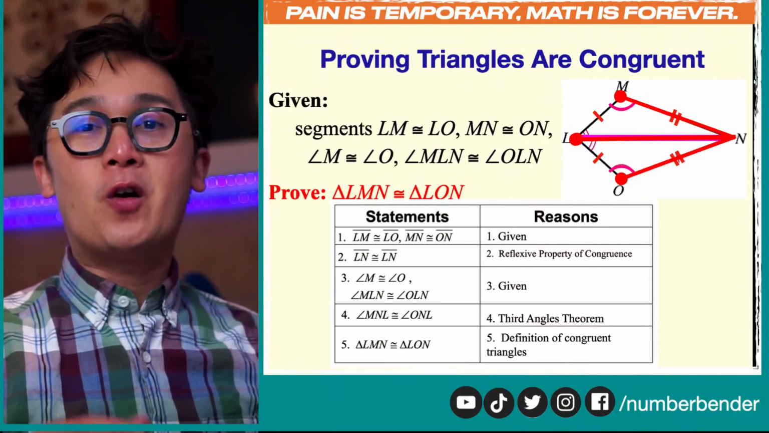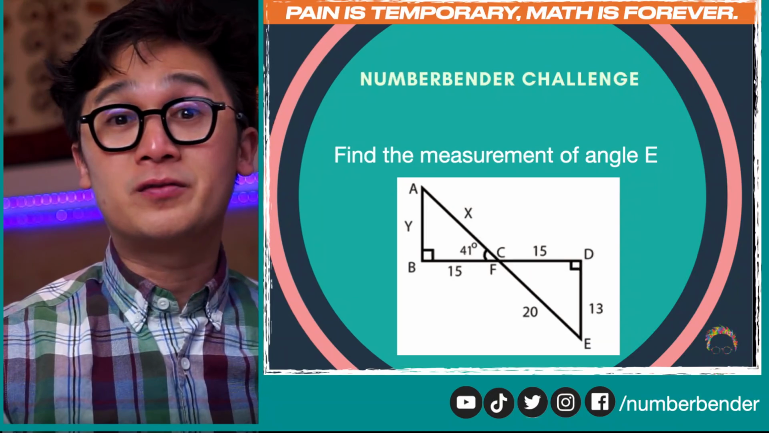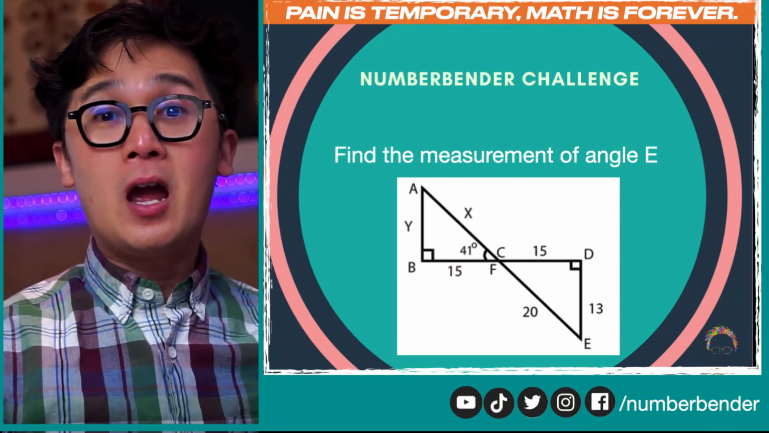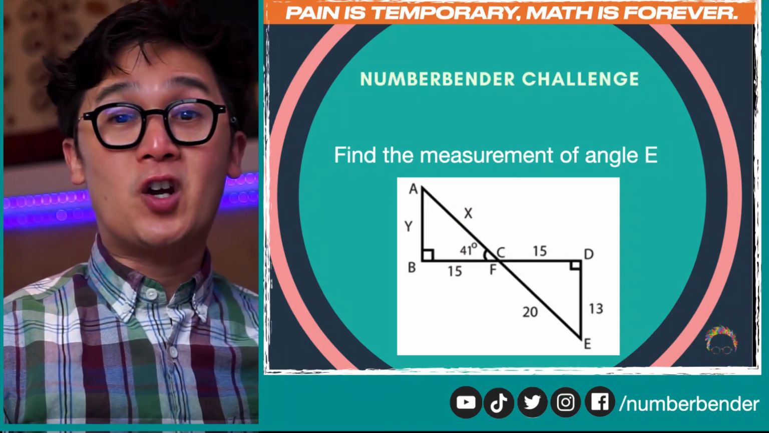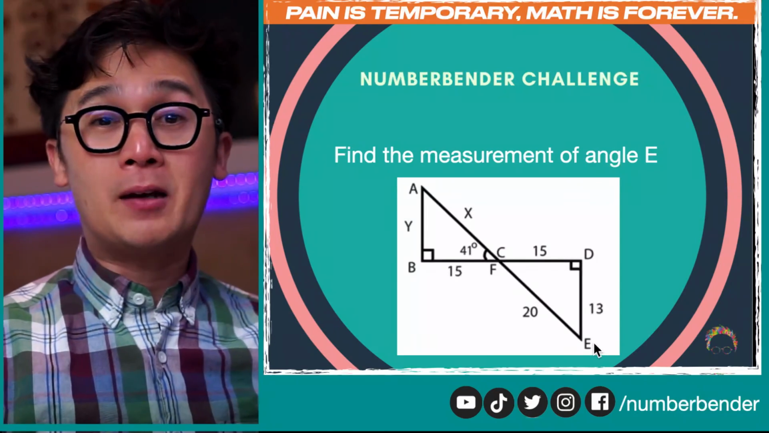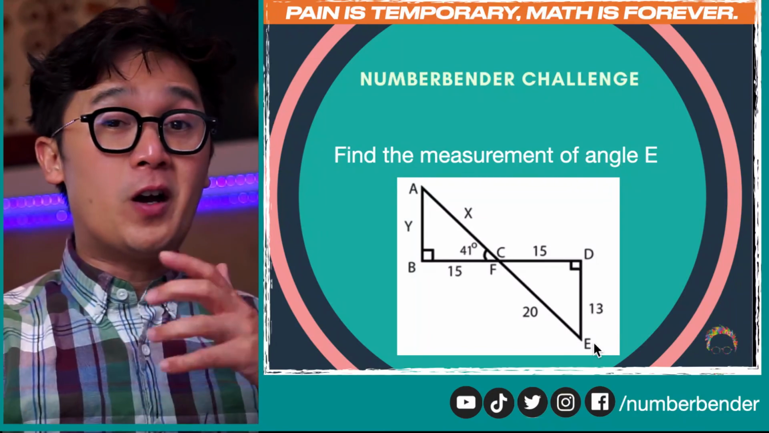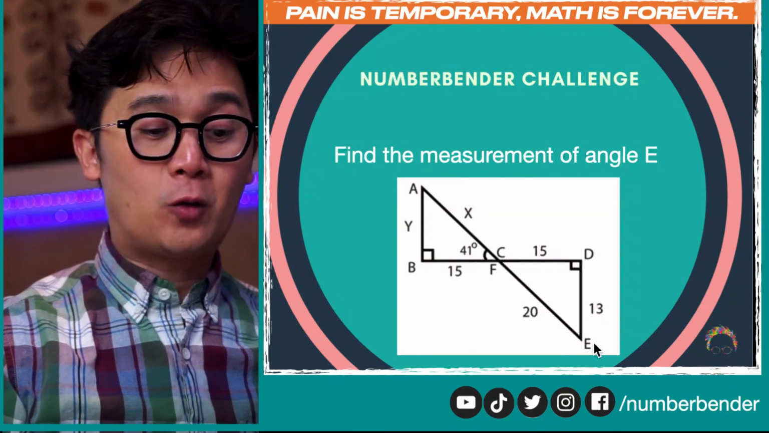So now that you know how to prove, let's see if you can answer this Numberbender challenge of the day. From here, you need to find the measurement of angle E using the theorems that we have learned today, and I'm sure that you'll be able to solve this easily. And comment it down below if you know the answer to this question.